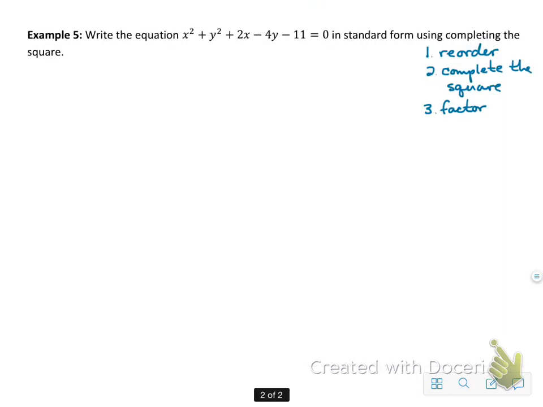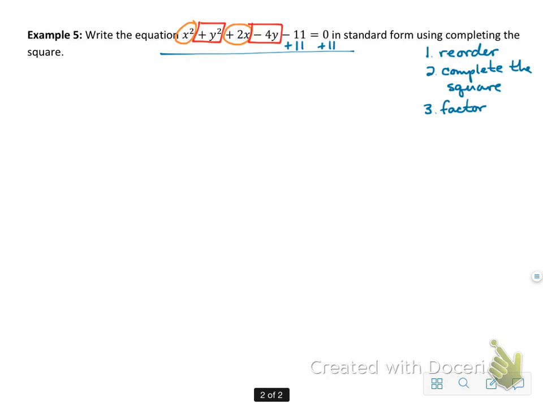Turn your paper over, if you have paper, and we're going to do the exact same thing again. So we need to circle our x's and box our y's. So I have x squared, I have a 2x, and then our y's are the y squared minus 4y. And then again, I need to move that 11 over, so I'm going to add 11 to both sides. And then we're going to write what we have.